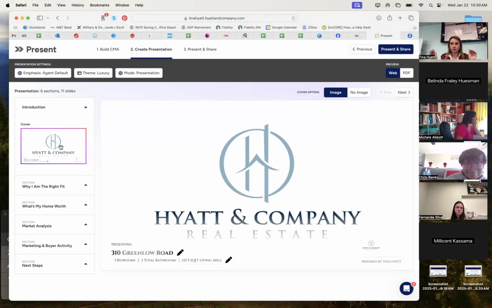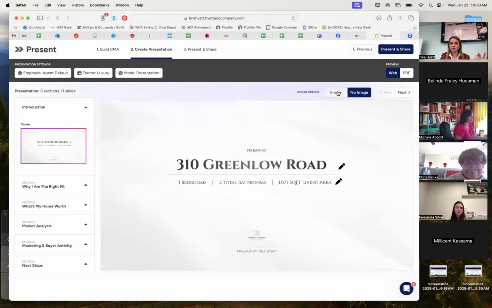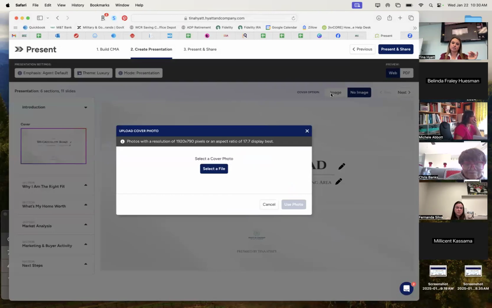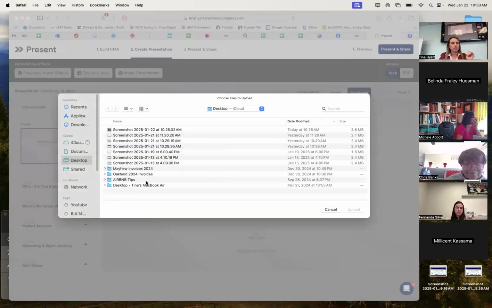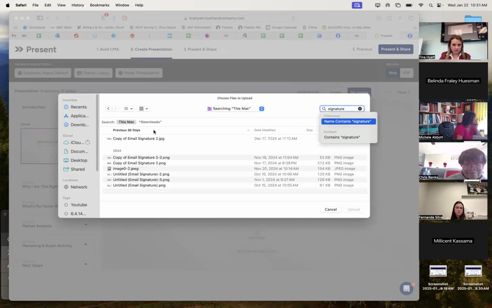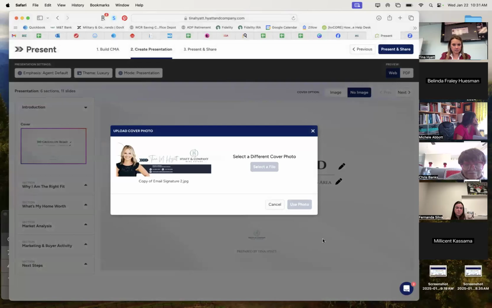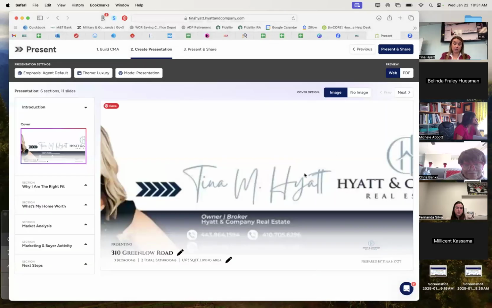If you don't like the photo of that subject property to use, or you don't have one, if I click on image again, same spot cover option, it'll let me change that image to another image. So if I go to select a file, you could even do, for example, if you've created your own signature block. Oh, wow, that doesn't look great. That didn't turn out as well as I thought it would.